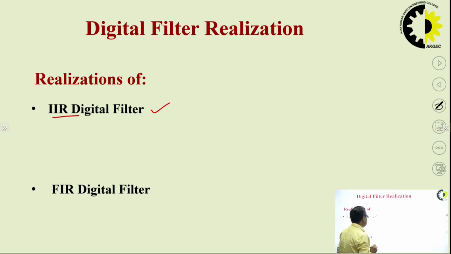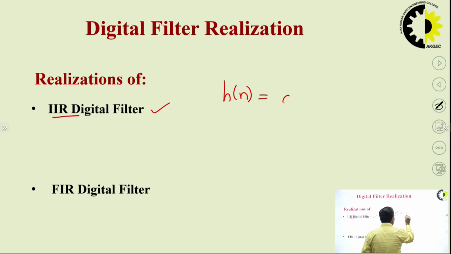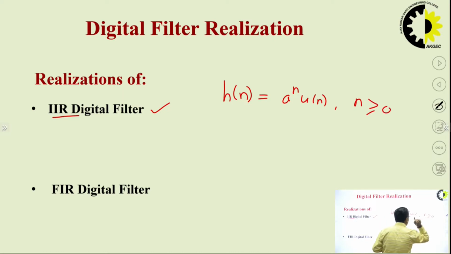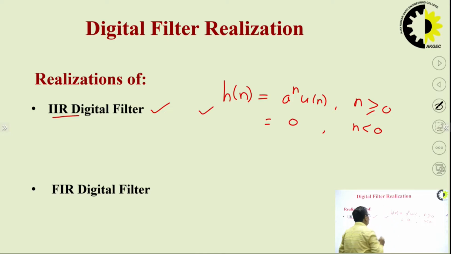IIR digital filter means what? Whose impulse response h of n exists for infinite duration. It means h of n is equal to a to the power n into u of n, when n is greater than or equal to 0. Otherwise, it will be 0. So, if the impulse response is of this type, then our filter will be IIR.